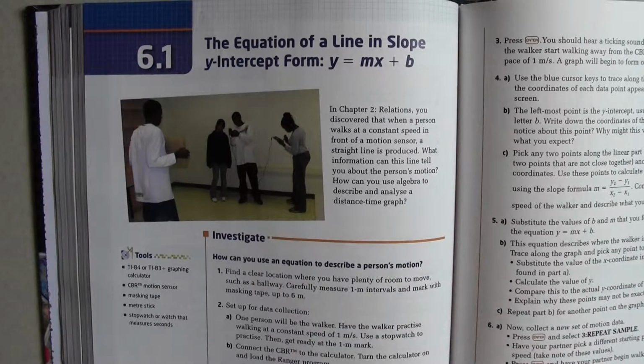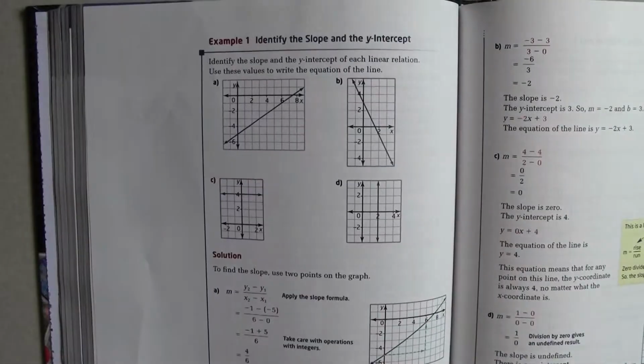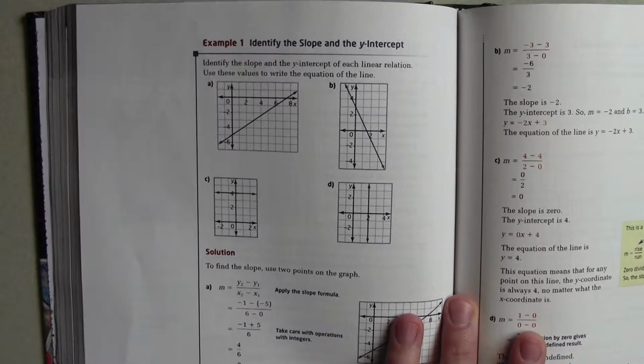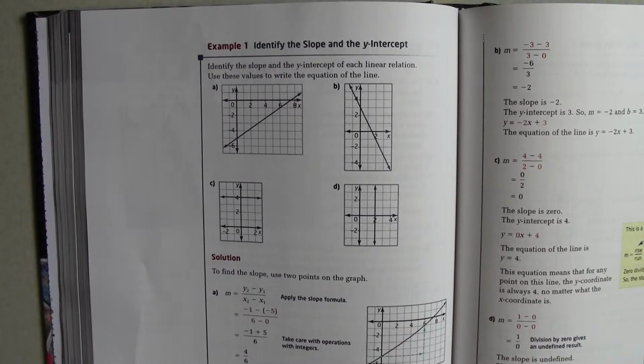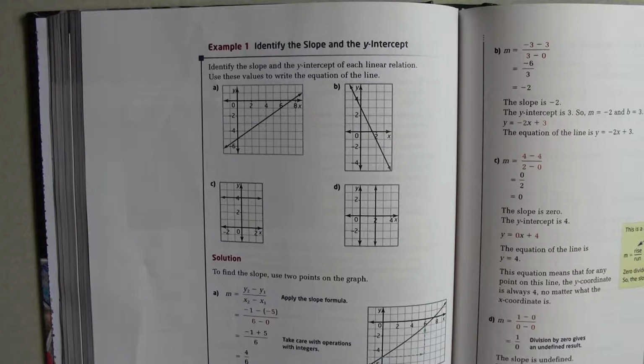So we're going to just skip through the investigate. We're going to go straight to the examples. It should be pretty straightforward. So in chapter 2, well, let's do that right away. So go to example 1. It says identify the slope and the y-intercept of each linear relation. Use these values to write the equation of the line. So we should be able to do this already, I would think.